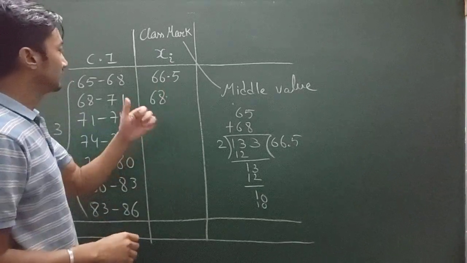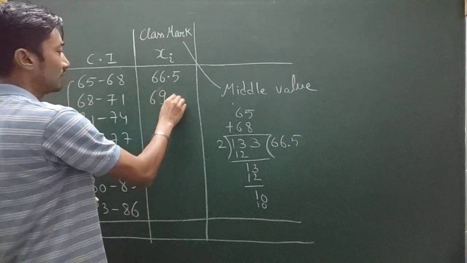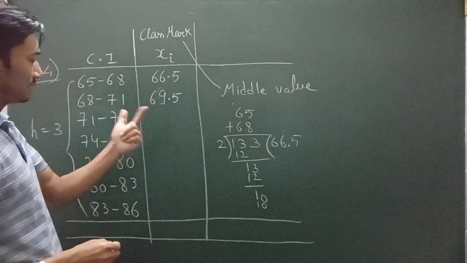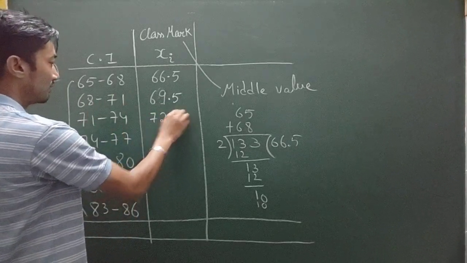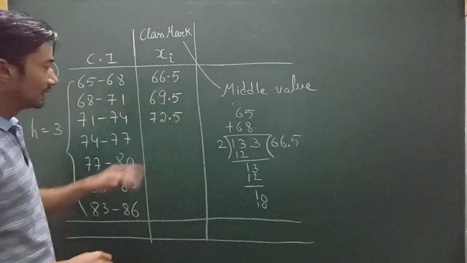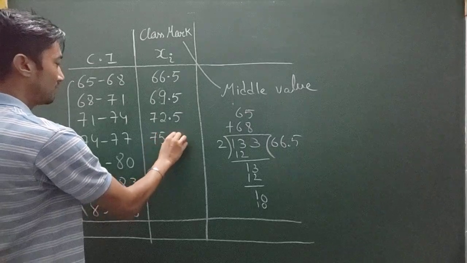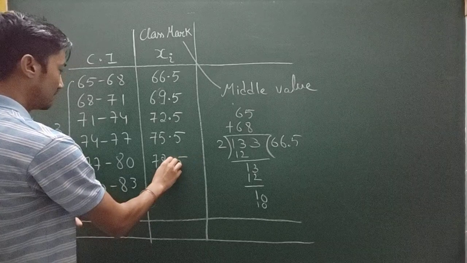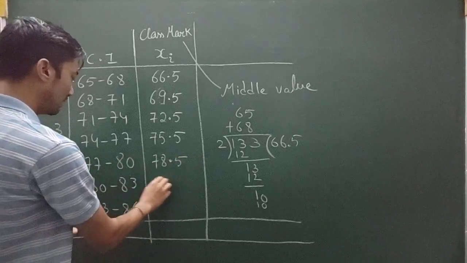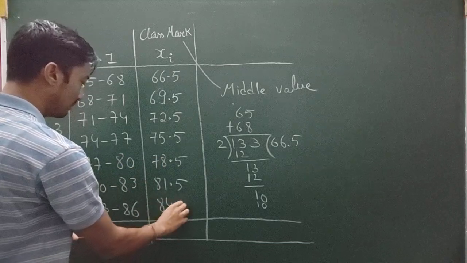66, sorry. 67, 68, 69.5, 69.5. Next value, 70, 71, 72, 72.5. Next, go on increasing by 3. 72, 73, 74, 75, 75.5, 76, 77, 78, 78.5, 79, 80, 81, 81.5, 82, 83, 84, 84.5.